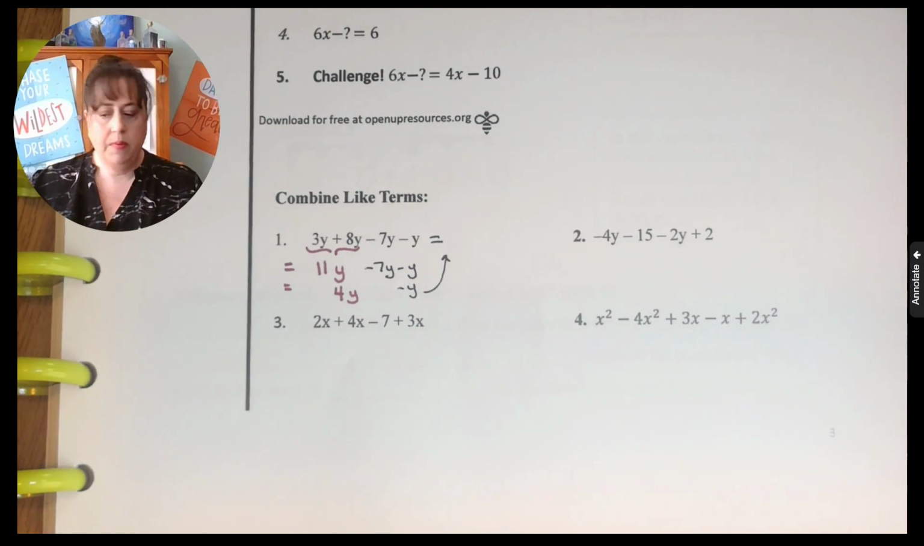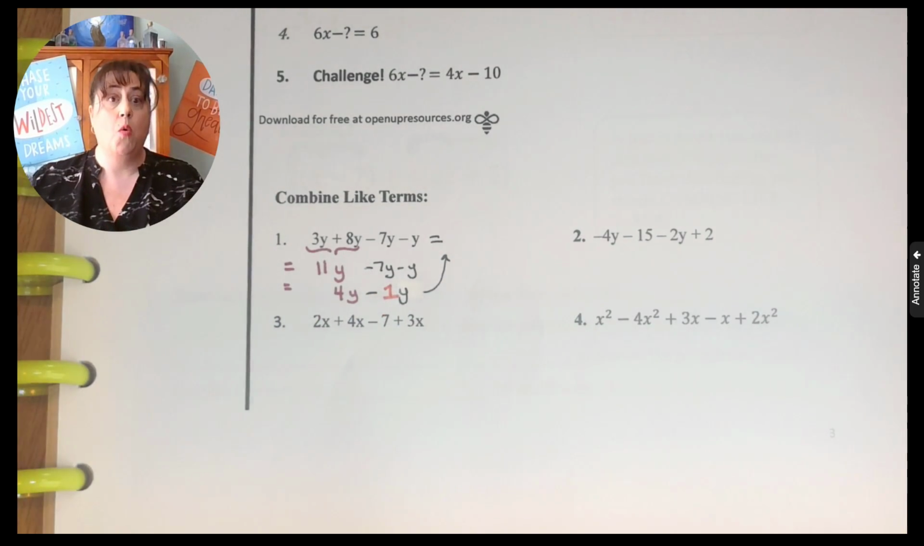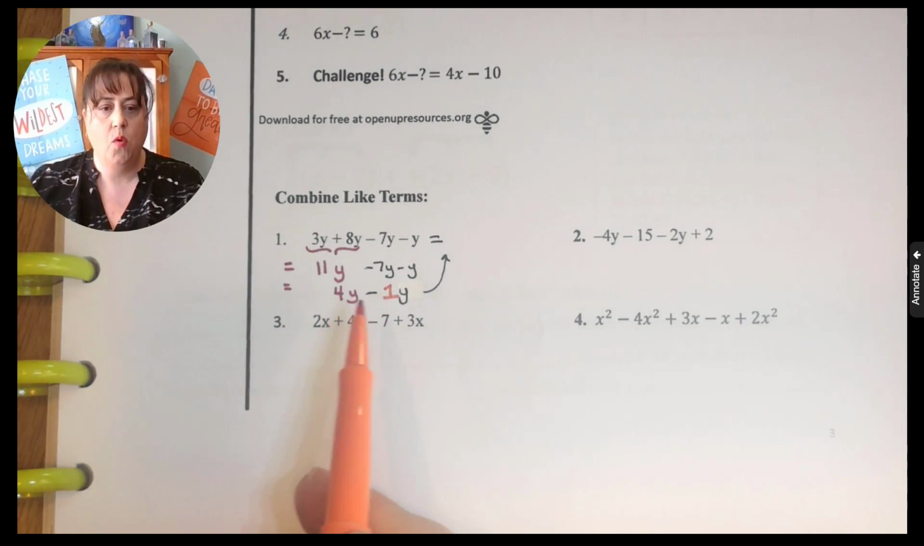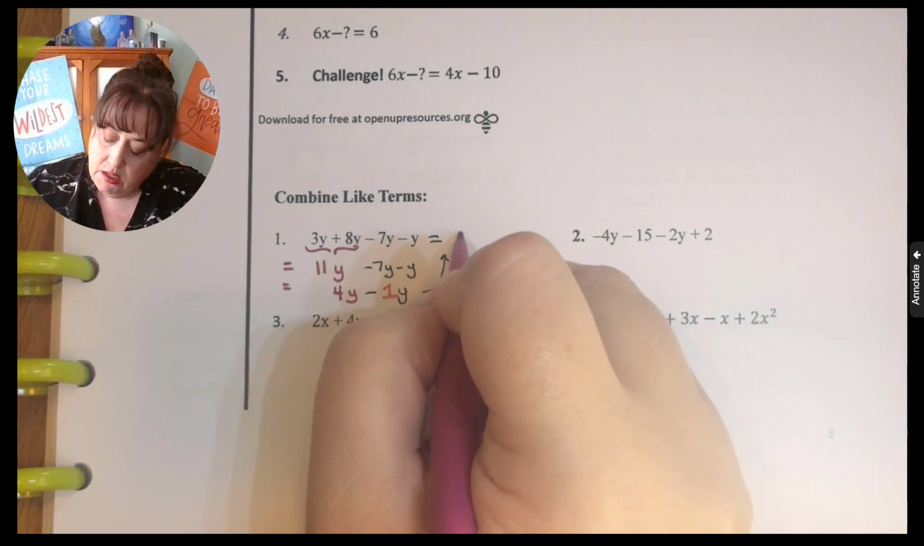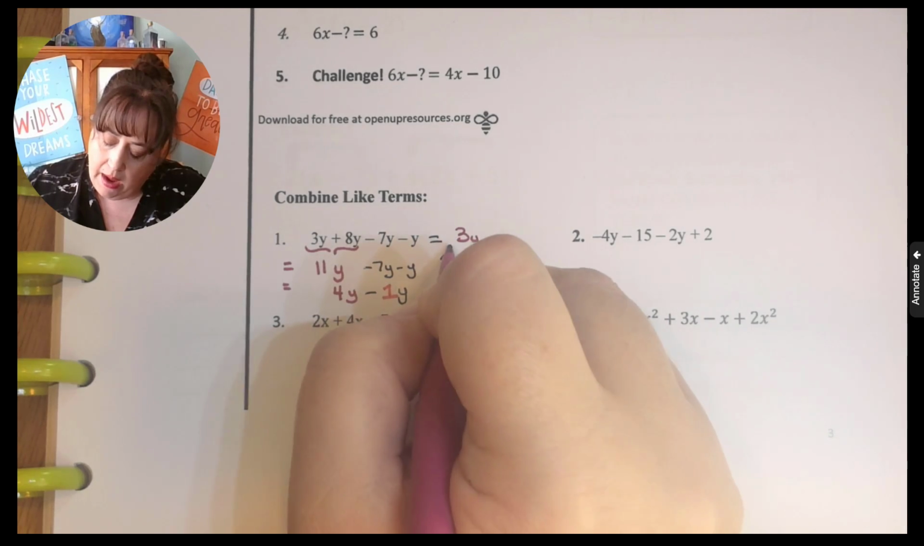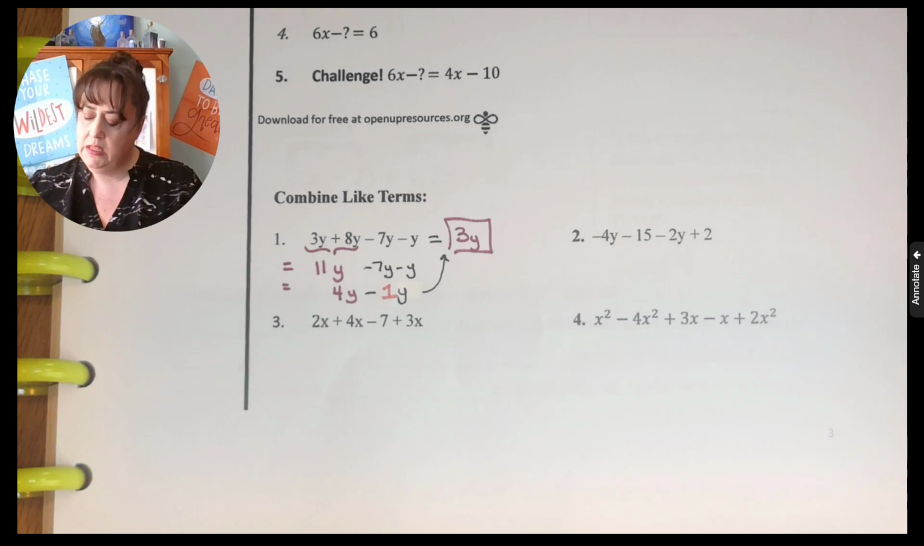Okay, here's where we need to be careful. There is a 1 in front of this y because there are 1 of them. So what is 4 minus 1? 4 minus 1 is 3. So our answer is 3y, and we are done. There's nothing more we can do to that problem. It is finished. So let's look at number 2.